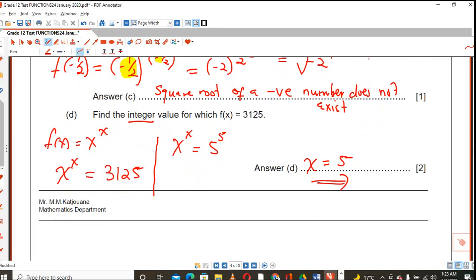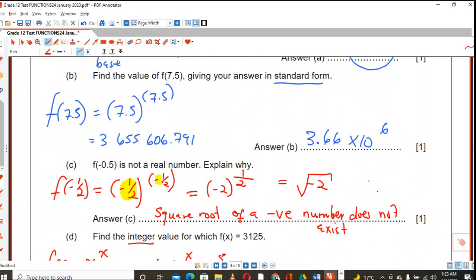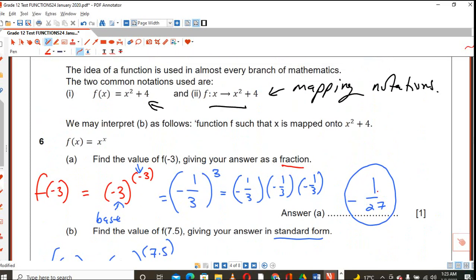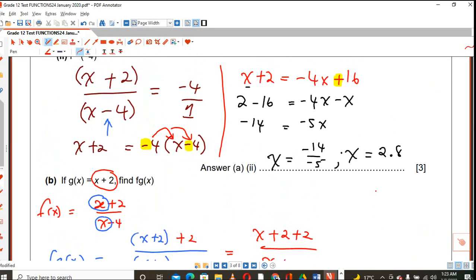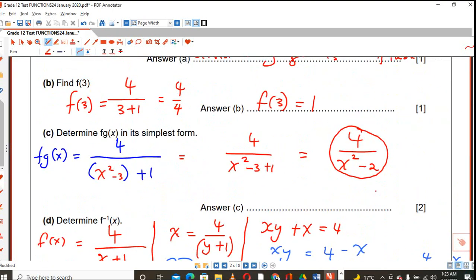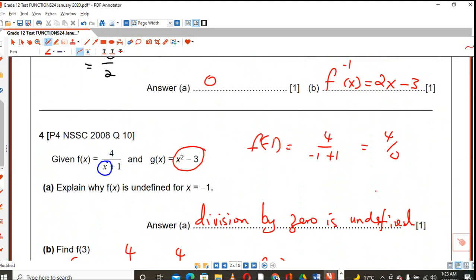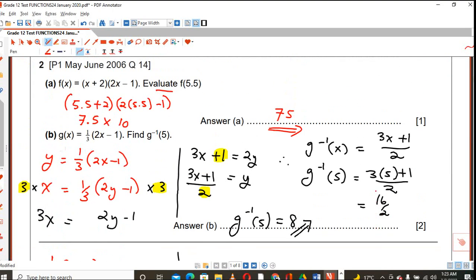Well, it was a quick revision test, and I hope that you can go through it and pause and rewind if there is something that you did not get. So this is the work on functions. There's going to be a second test that I'm going to upload, that I will give to the grade 11s, that you can check out tomorrow.